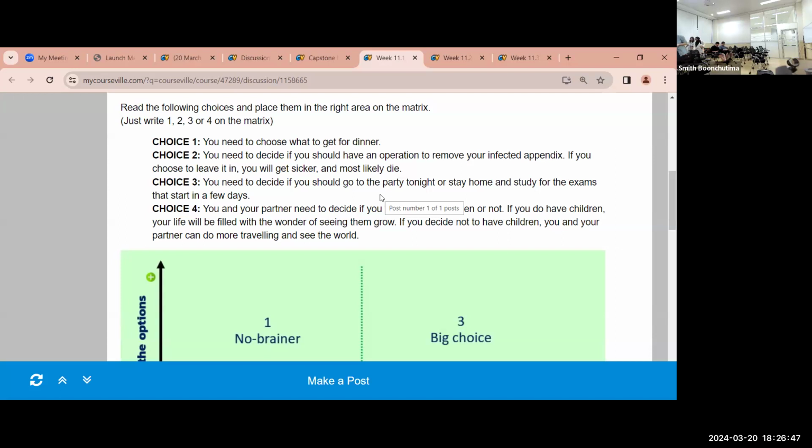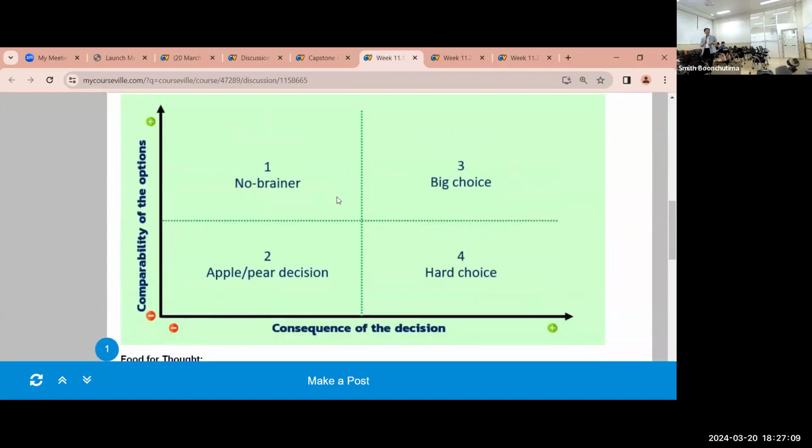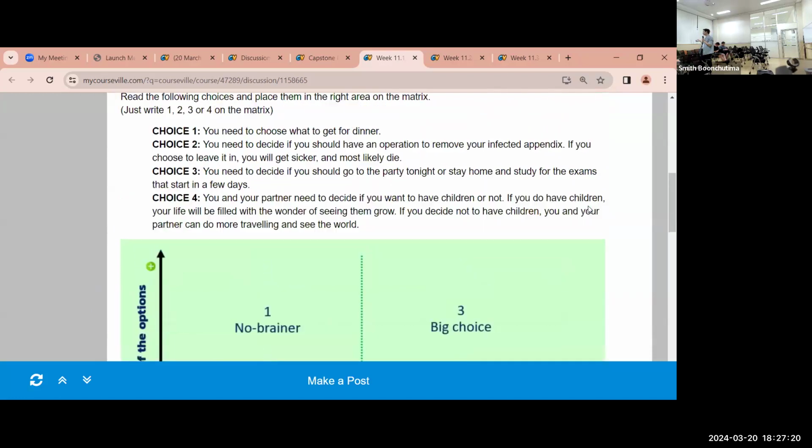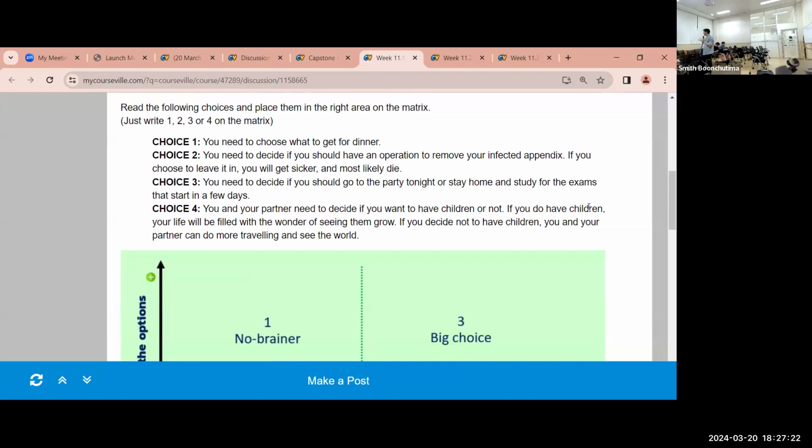Can you please read? Okay, you need to decide if you should go to the party tonight or stay home and study for the exam that starts in a few days. Yes, it's easy. It is obvious that if you go out, you will not be able to get a good grade because the exam is about to start in a few days.